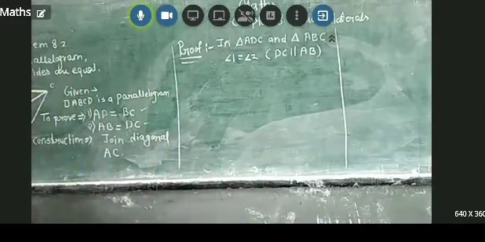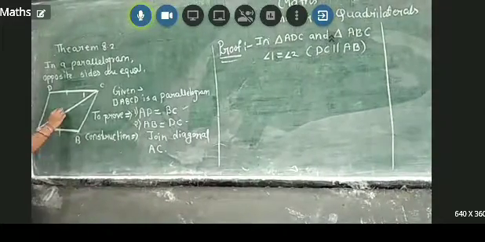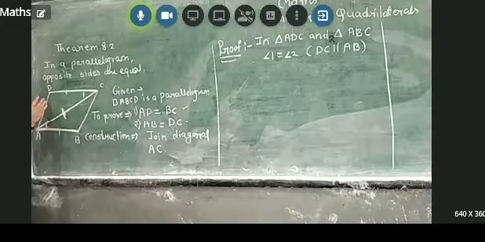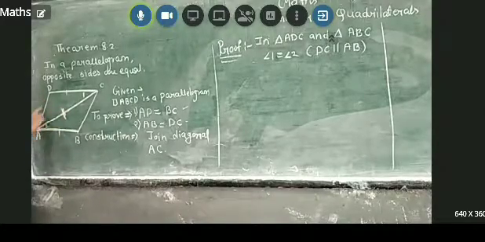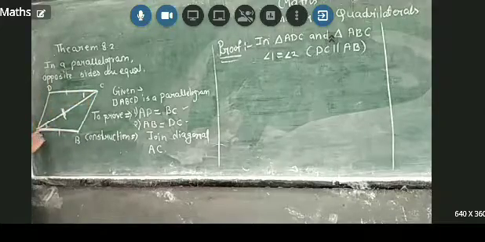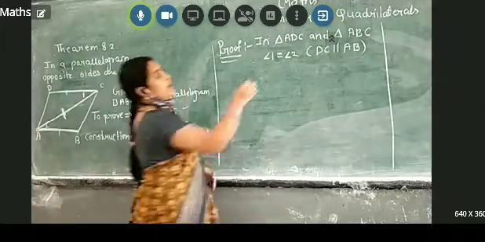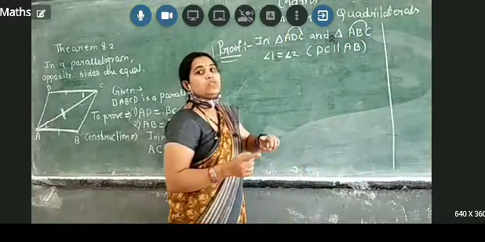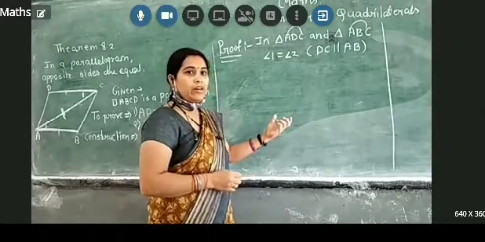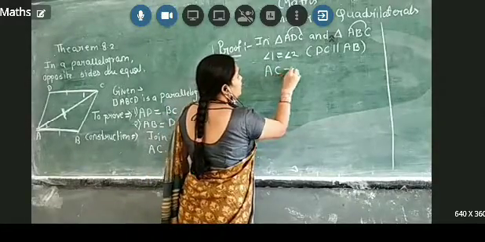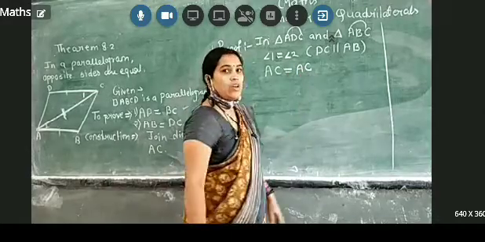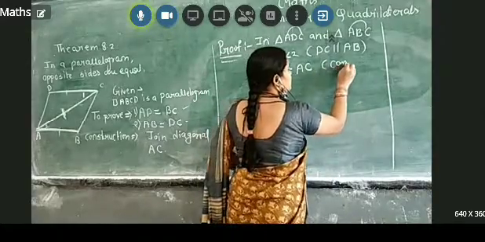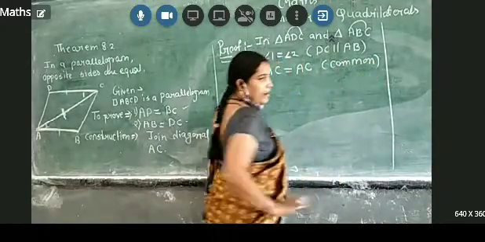Okay. Now again you can see here this side AC is coming in both the triangles. You can see that AC is in triangle ADC and in triangle ABC also. Here is AC and here is AC. This side is common in both the triangles, right? So we can write AC is equal to AC. Why? Because it is common in both the triangles. So write here common side.